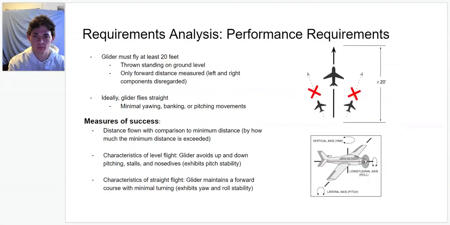The performance requirements were that the glider had to fly at least 20 feet forward, thrown from ground level, and ideally the glider flew straight with minimal yaw, bank, or pitch movements. I compared the glider's range with the minimum distance and observed its stability characteristics and avoidance of turning in stalls to judge the glider's success.